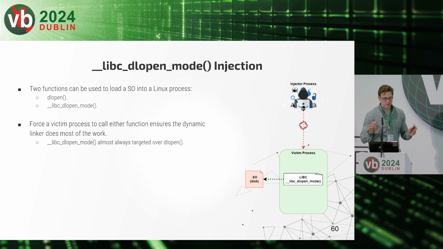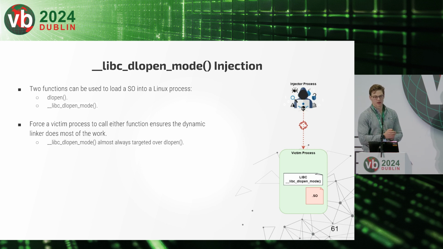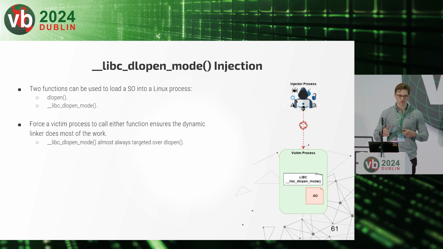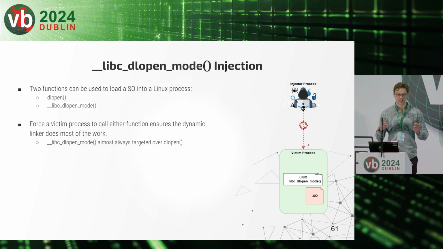So first off, the __libc_dlopen_mode injection. So a simple way to inject a shared object is to debug a victim process and then force it to call a library function that does all the heavy lifting for us. And there's two functions that do this. We've got dlopen and we've got __libc_dlopen_mode. Attackers will almost always use __libc_dlopen_mode because it's exported by libc, and that's imported by like 99% of processes, so it's kind of a reliable vector.